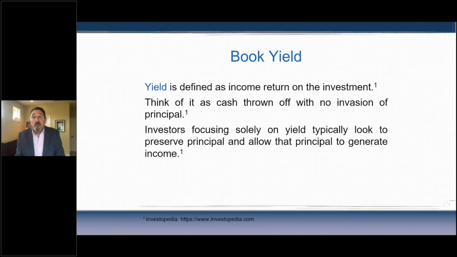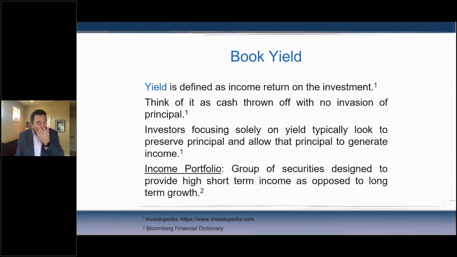Investors focusing solely on yield typically look to preserve principal and allow the principal to generate income. You know, these are not my words, these are Bloomberg. I'd like to edit it, but it says a group of securities designed to provide high short-term income as opposed to long-term growth. I'd probably drop that adjective high and just leave it at short-term. But it says an income portfolio is just what it says, fixed income. It's there to produce income, all right?